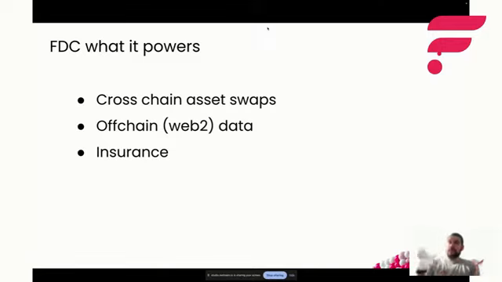Okay, so you can also use it to gather some external data. So you can gather weather data, you can gather moisture data, you can gather reports on what the precipitation was. And in that case, you can then settle this directly on Flare.